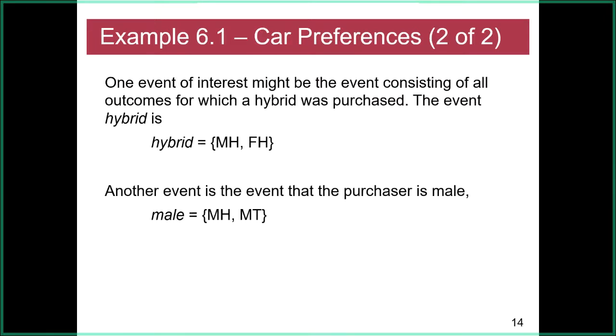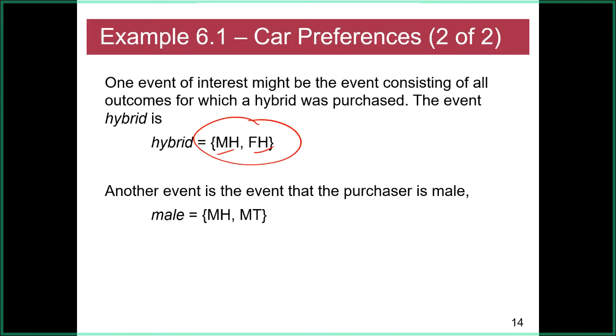But what if we just care whether they buy a traditional transmission or a traditional motor or a hybrid? We don't care about the gender. Well, now we're looking at 2 possible outcomes, male and hybrid and female and hybrid. The first variable doesn't matter, so there's 2 of those simple events, or 2 of those outcomes that make up this now compound event, where either one of those would be true.